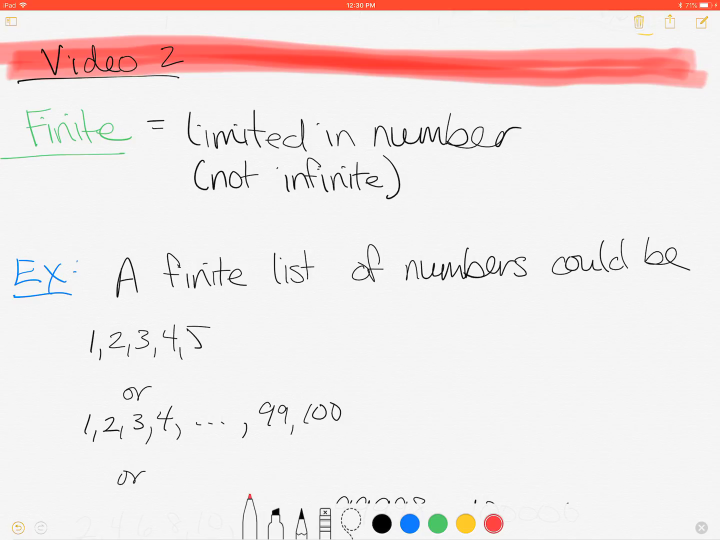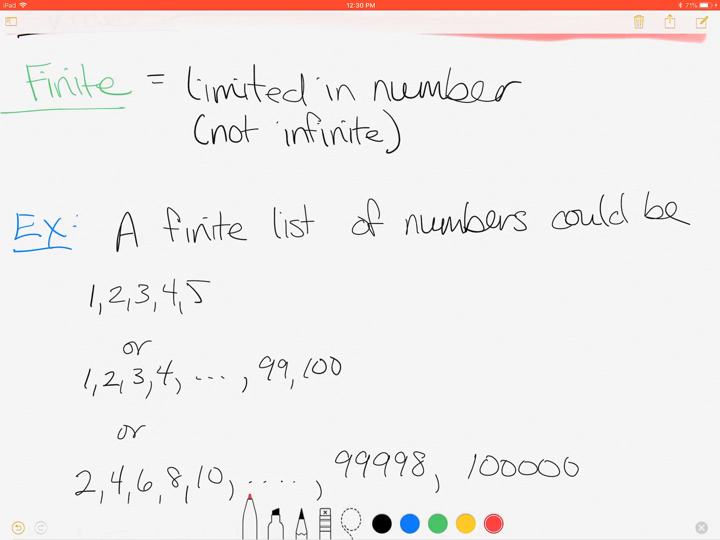So, we talked about probability models last time and looked at examples with dice. So we're just going to do a couple more terms first of all. Our first term is going to be finite. Finite means limited in number. Another way to think of this is not infinite.